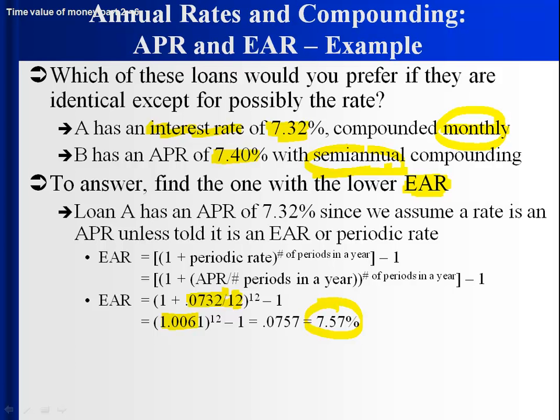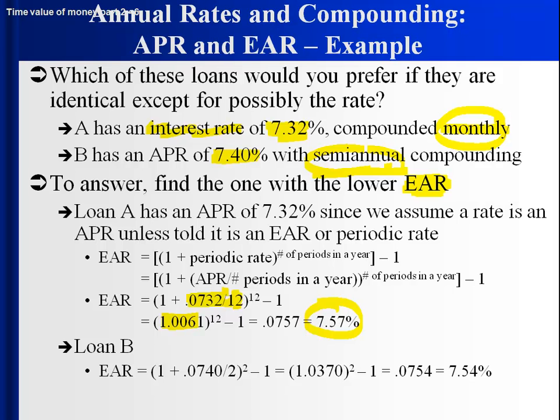If we borrowed $100, a year later we'd owe $107.57 if it was, get 100, pay everything back at the end, or don't make any payments along the way. How about loan B? Loan B, APR of 0.0740, and it's semi-annual, so that's 3.70% for every half year. There's 2 half years in a year, so we have to take it to the power of 2. The EAR on loan B is 7.54%.